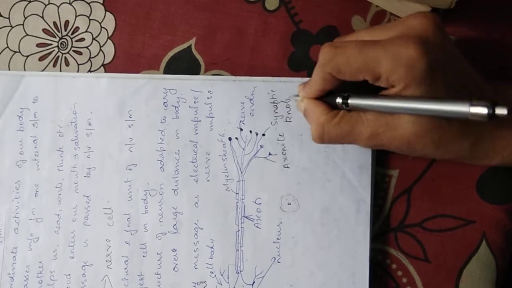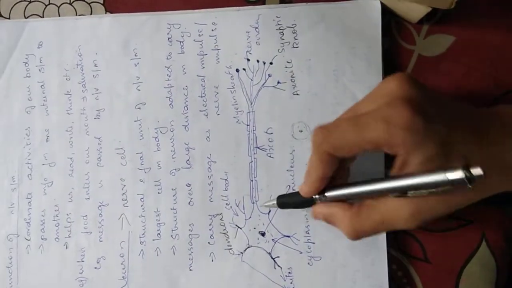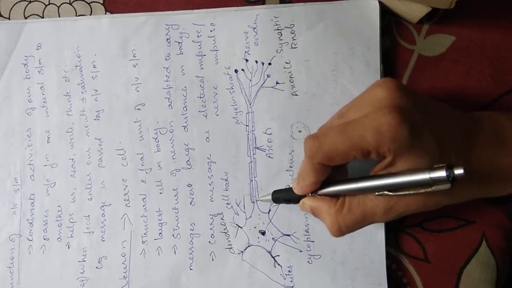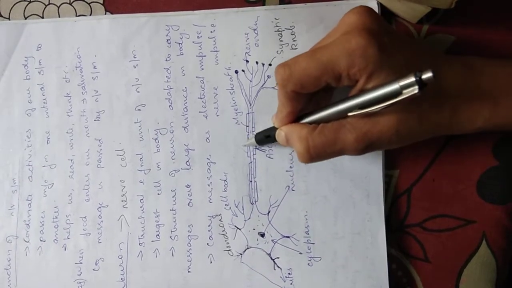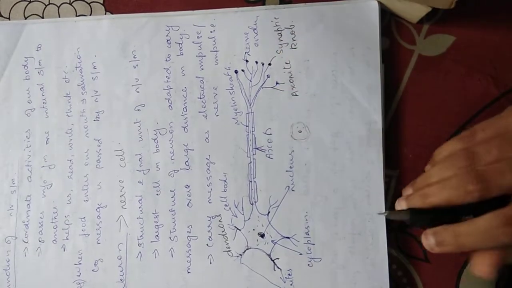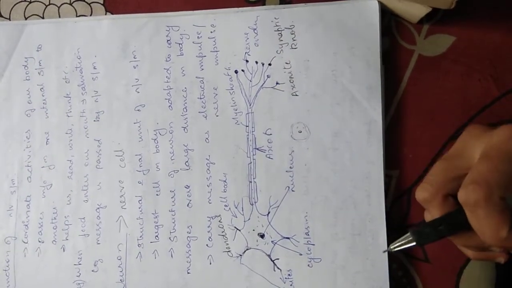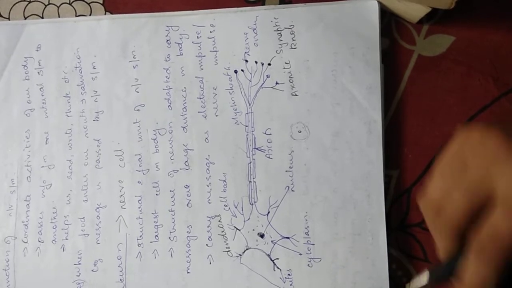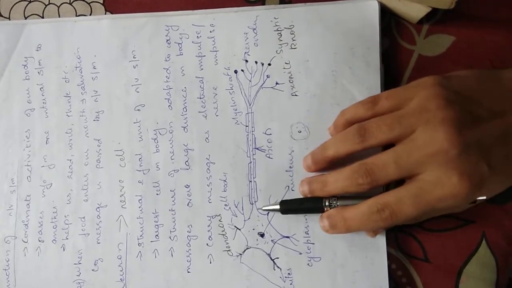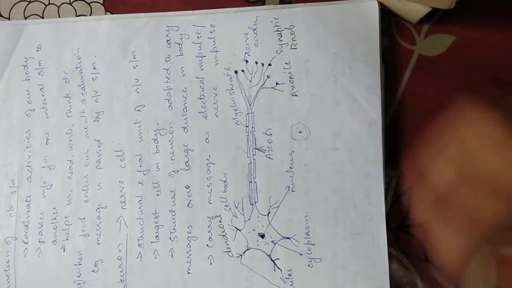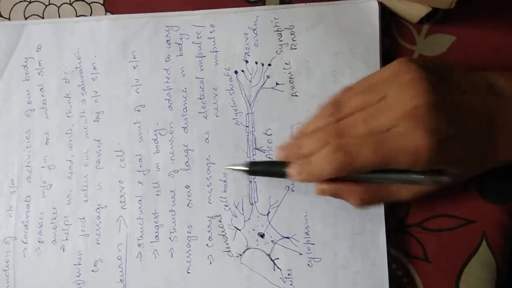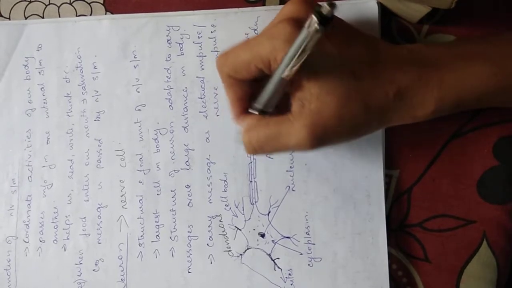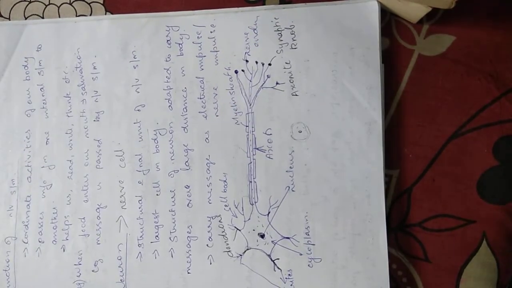Also, if you see around the axon, there is something which surrounds the axon. This surrounding substance is known as myelin sheath. Myelin sheath is generally very white in color and it provides protection to the axon, and moreover it accelerates the electrical impulse and acts as an insulator from any disturbances from outside. So that is the job of the myelin sheath.